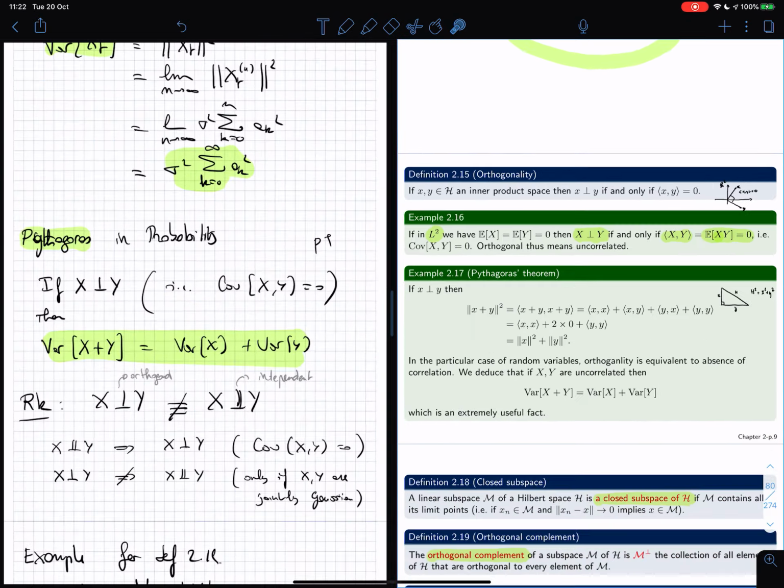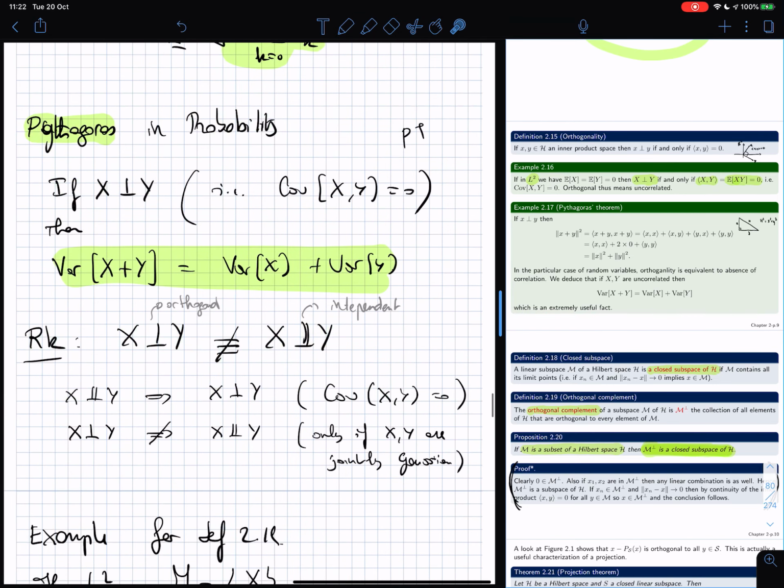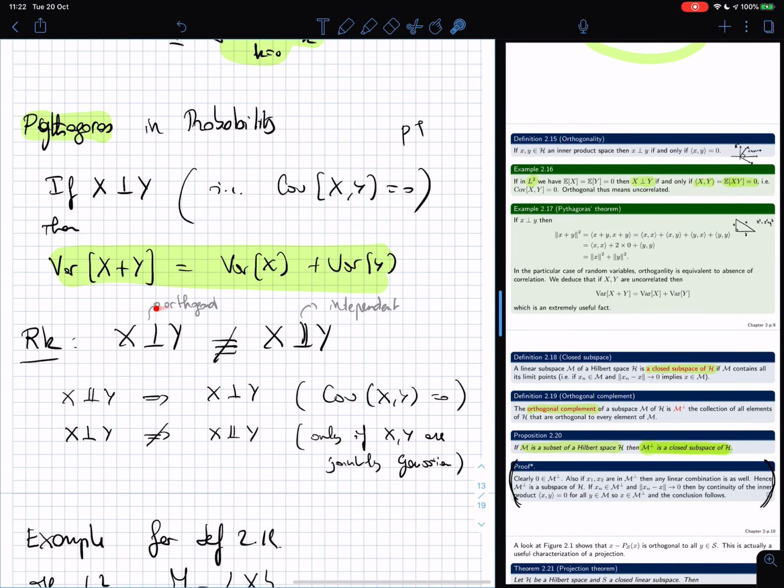Okay, so that's the question that somebody asked yesterday. Is orthogonal the same as independent? No. Orthogonal means that the covariance is 0. Independent means independent. We know that independent implies orthogonality, because if you have independent variables, then they have covariance 0. But the other way around is very, very false. It's true only if x and y are jointly Gaussian.